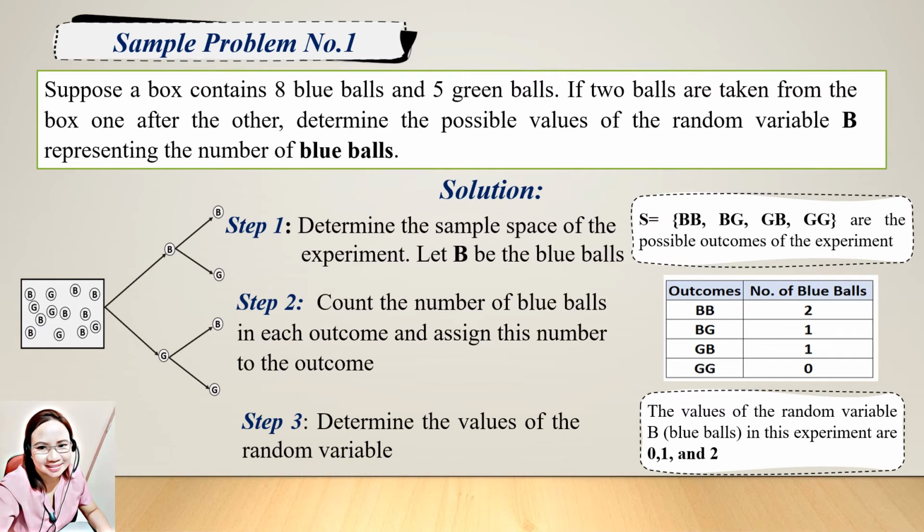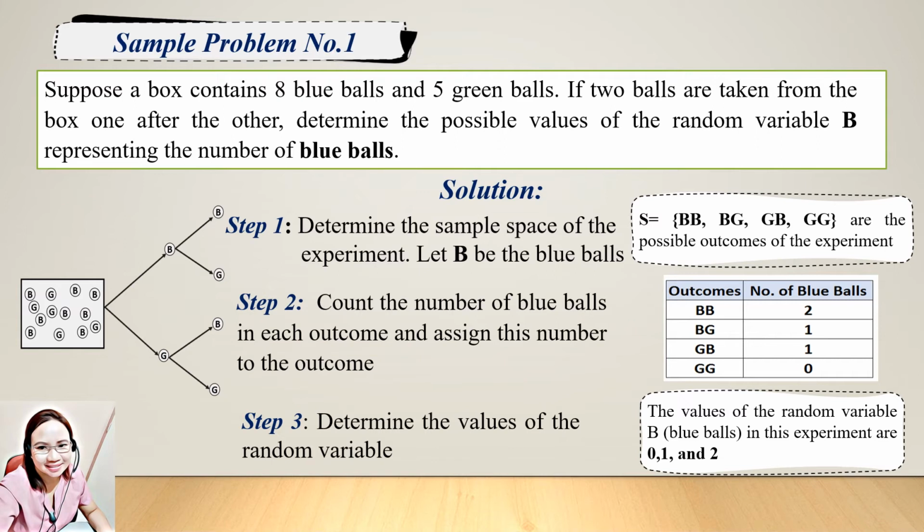The next step, step 2, is count the number of blue balls in each outcome and assign this number to the outcome. Okay, so ang una natin is BB, ilang blue ball ang nakuha? So obviously, dalawa. Sa second natin is blue-green, so ilan ang blue doon? Siyempre, isa. And then green and blue, ilan ang blue? Isa. And then yung last na possibility is parehong green. Ilan ang blue doon? Wala, kasi parehong green. So, yun lang. So, ilalagay mo sa table yung outcome ng experiment.